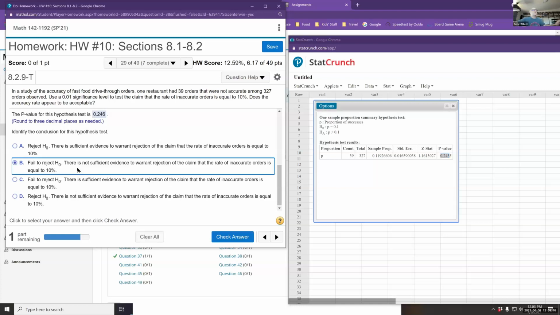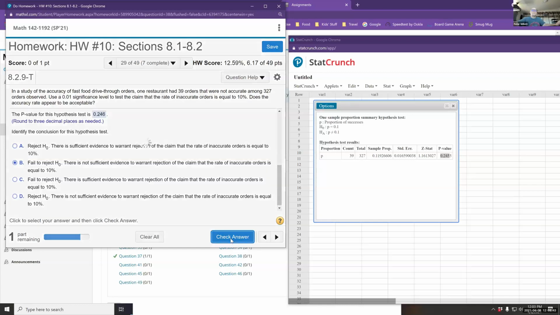And let's read it out thoroughly. We fail to reject the null. There is not sufficient evidence from our sample to warrant rejecting the claim that the rate of inaccurate orders is 10%. Why? Because if that were the case, that it was 10%, this would be a very common result. This is not unlikely. This is not a rare occurrence. So it's not evidence against the null hypothesis.